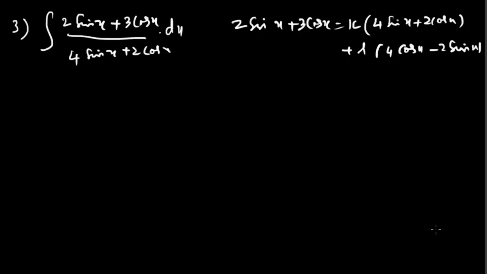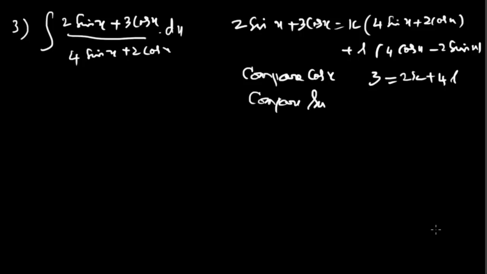Compare, let us say, cos x. The coefficient of cos x is what? 3 on the left-hand side, and on the right-hand side 2k plus 4l. Compare sin x. On the left-hand side there is 2 sin x, therefore 2 is equal to 4k minus 2l.